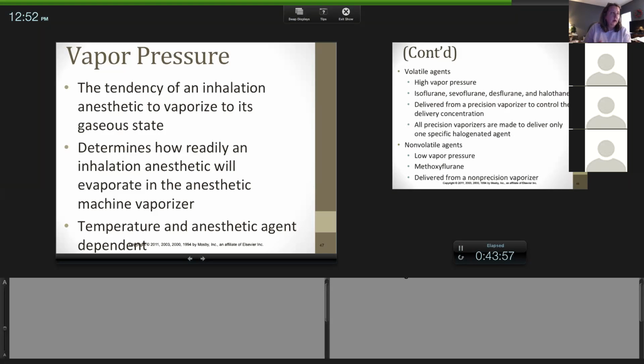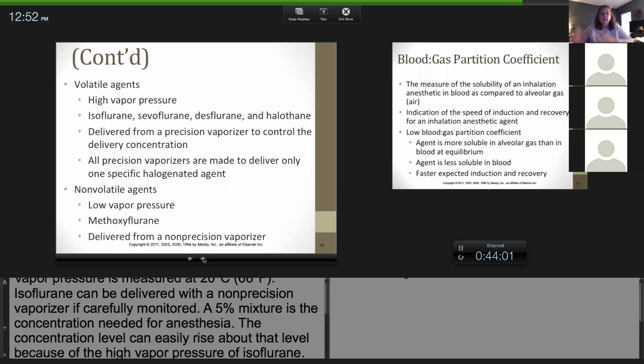So that's what vapor pressure tells you. And volatile agents are associated with a high vapor pressure. Iso and sevo and even halothane were considered volatile agents. Think about the volatility. It's like if I open the jar, it becomes a vapor. I've got to control it. If something's volatile, you want to control it.